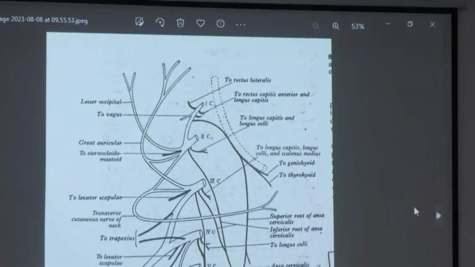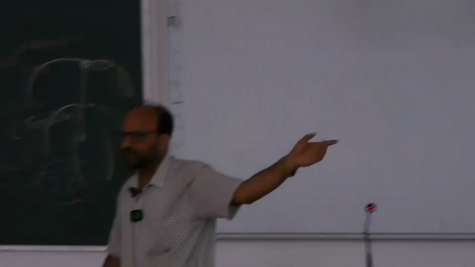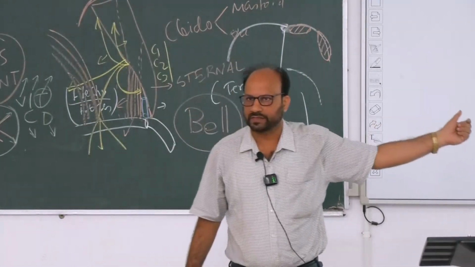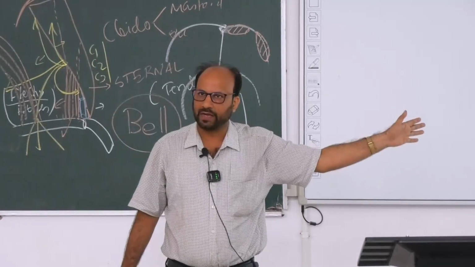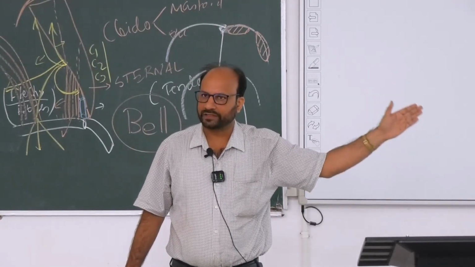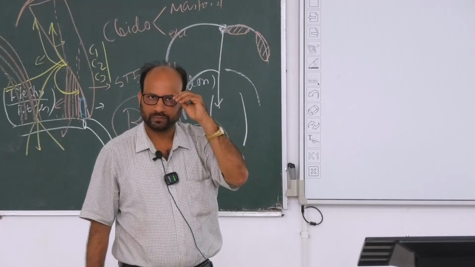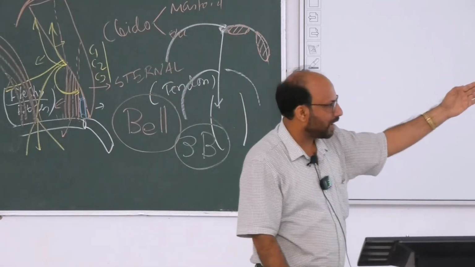So many structures in the neck is supplied by the cervical plexus. সমস্ত স্ট্র্যাপ মাসেল, স্টার্নোহাইয়েড, স্টার্নোথাইরয়েড, সমস্ত। So these are the cervical plexus.